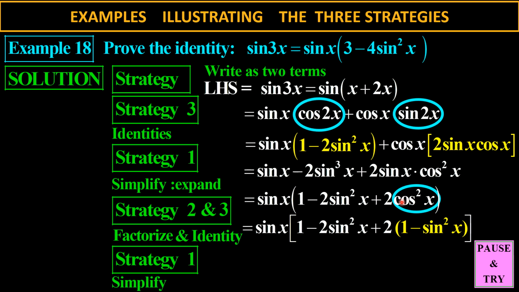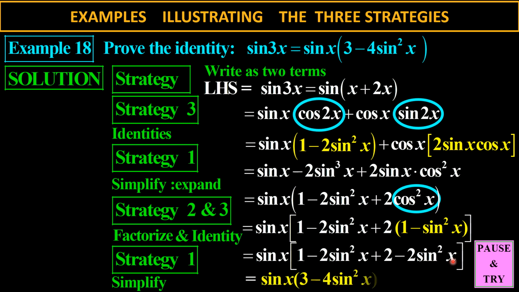So we expand there. That is going to be 1 plus 2 sine squared. 2 times 1 is 2. 2 times negative sine squared is negative 2 sine squared. And one more step, simplify further. There are some like terms. 1 plus 2 is 3, and negative 2 sine squared with negative 2 sine squared is negative 4 sine squared. If we check this, this is exactly the same as what we have up there. And there we've proved that the left-hand side is equal to the right-hand side.